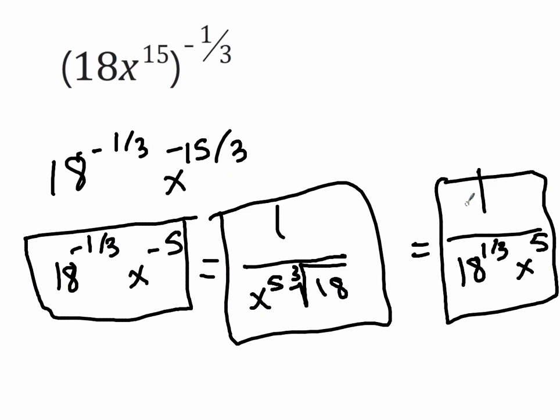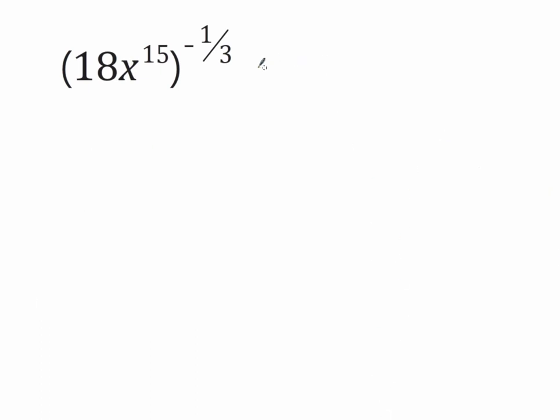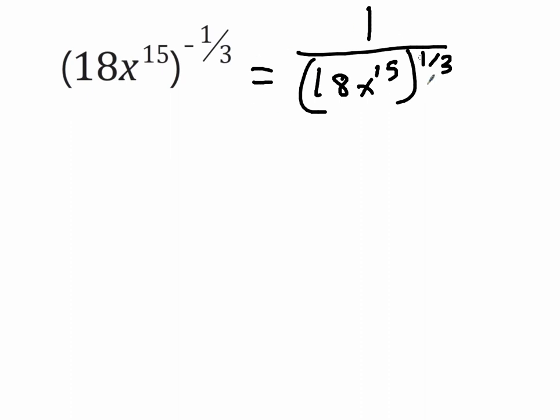So that's it for this lesson. Just be able to go back and forth between radical form and exponential form. Actually, I'll go ahead and do this the other way. Let's write this as 1 over 18x to the 15 raised to the 1/3. That would be kind of the first step.